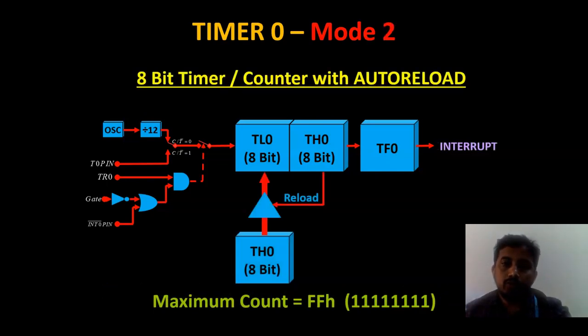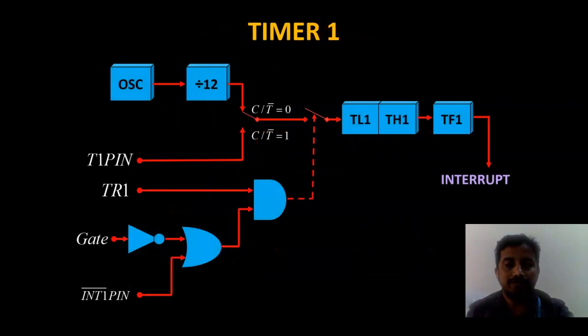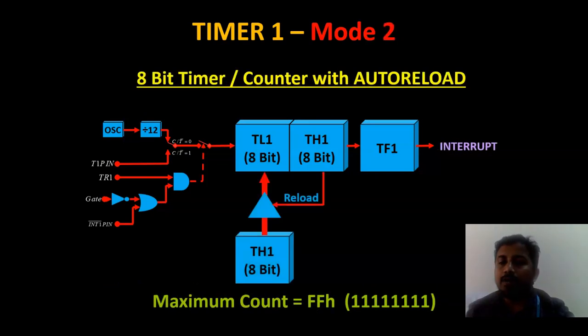And in mode 2, it is an 8-bit timer or counter with auto reload. Auto reload means that whatever count value you give, that count value would be reloaded once again. And when you go for mode 3, you can use two 8-bit timers or counters. You can split it into two halves: a separate timer for the higher 8 bits and a separate timer for the lower 8 bits. That's a very good advantage. Similarly, for timer 1 you have the same 13-bit timer, then 16-bit timer, and 8-bit timer with auto reload. Timer 1 doesn't have the split 8-bit mode.